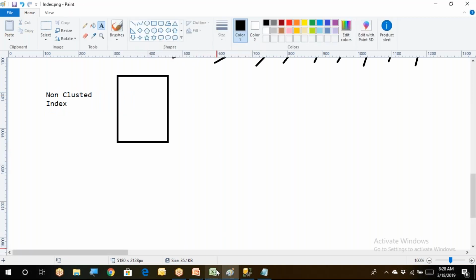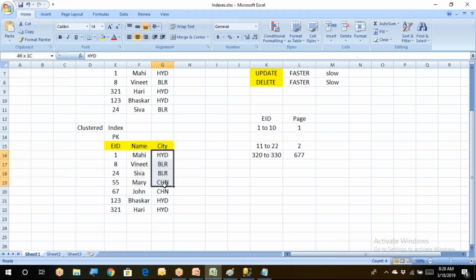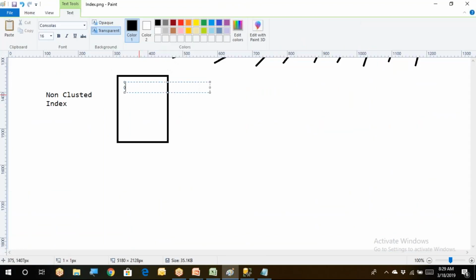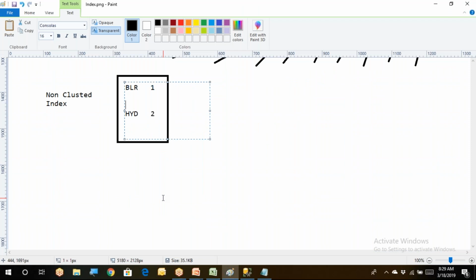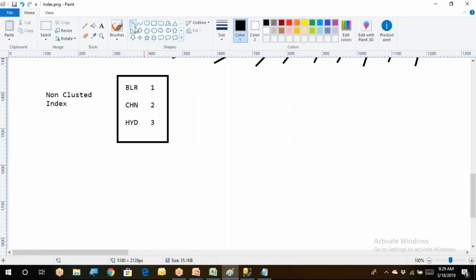First, whatever cities you have on the city column, I'm taking. We have cities called Hyderabad, Bangalore, Chennai. It is going to take the distinct cities and organize them. So let me put Bangalore at page number 1. Then the second one is Hyderabad at page number 2. Then the next one is Chennai. Chennai is available in page number 2 and page number 3. It is going to organize all the data like this.